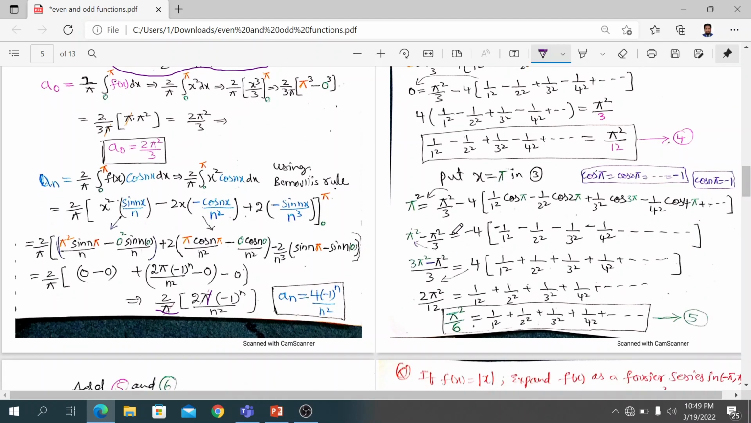Now send this to that side, plus becomes minus, cross multiply 3 into pi square minus pi square by 3. So 3 pi square minus pi square is 2 pi square, 4 multiplied by 3 here, 3 4s are 12. So 2 1s are 2, 2 6s are 12. So pi square by 6 is equal to 1 by 1 square plus 1 by 2 square plus 1 by 3 square up to so on. Mark it as fifth equation.